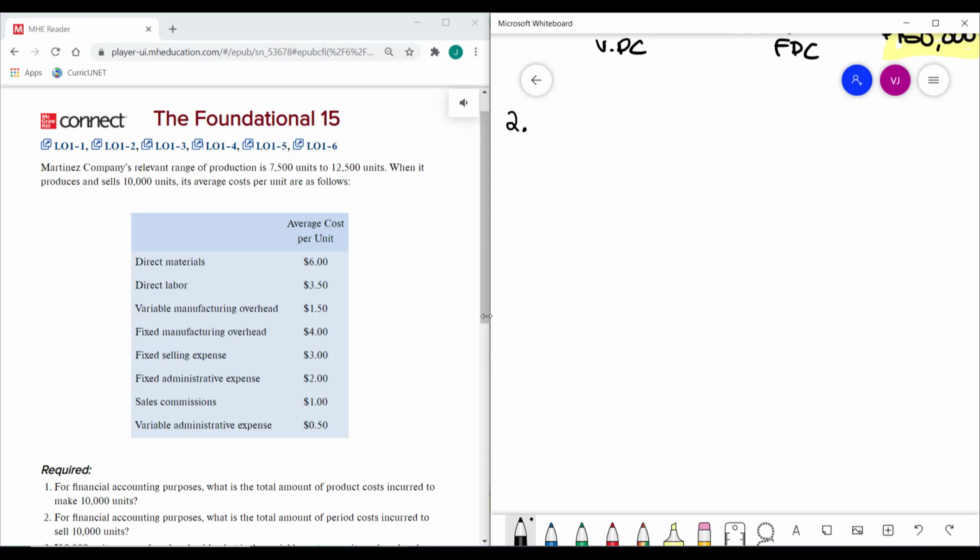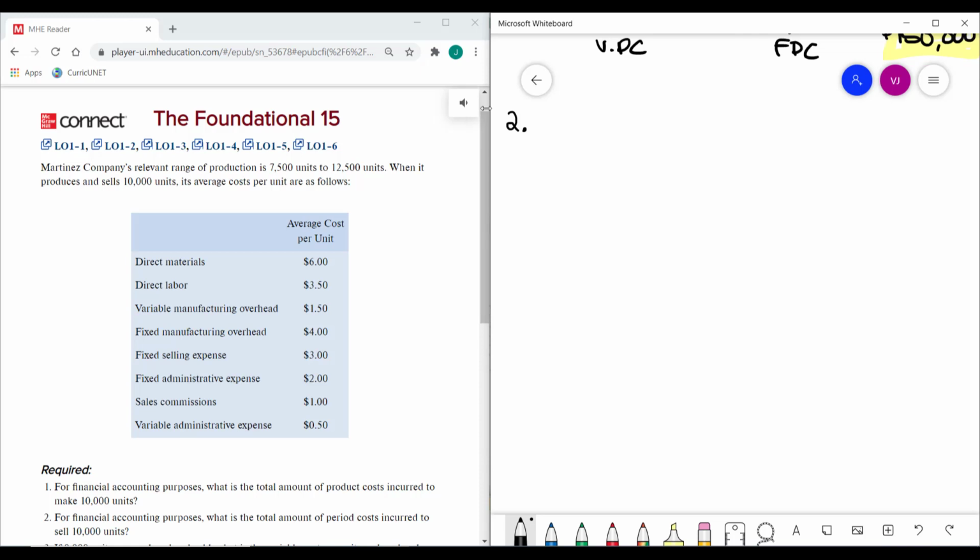So we can add the fixed period costs together and then the variable costs together, because these are all on a per unit basis. We have to convert them to totals. So just as a reminder, fixed costs are only shown on a per unit basis for a specific level of activity. So this fixed selling expense came out to $3 a unit when you're producing and selling 10,000 units. Now, next period, if we were to produce and sell 12,000 units, that fixed selling expense will no longer be $3 a unit. It will actually be less than that, okay?